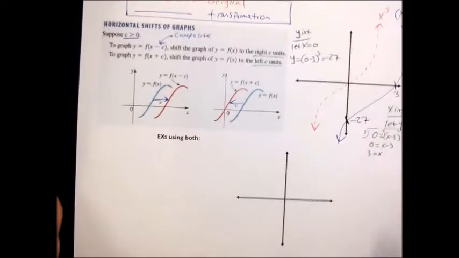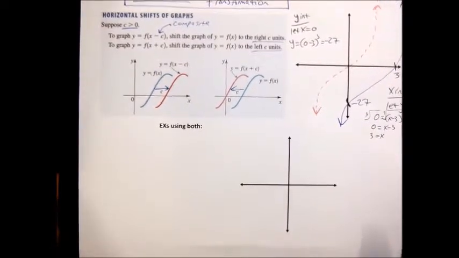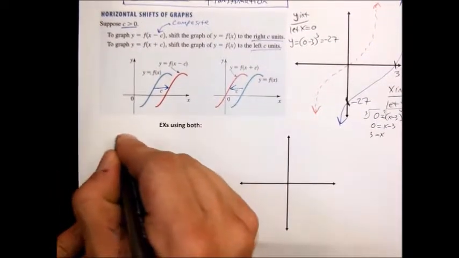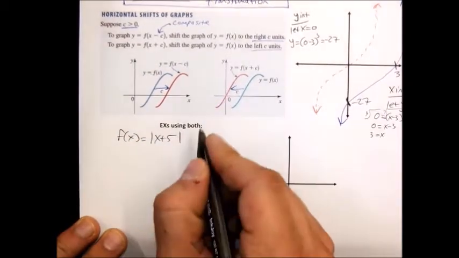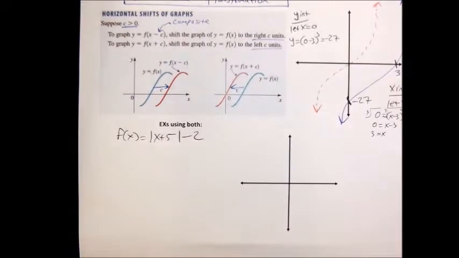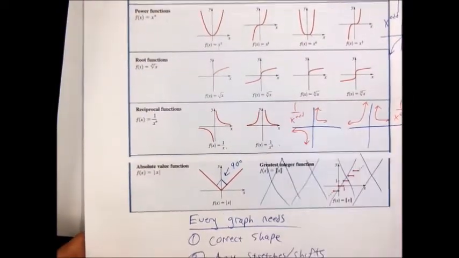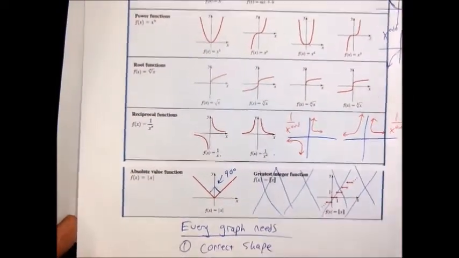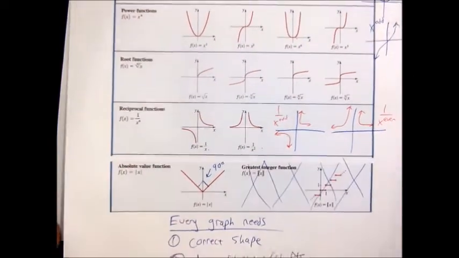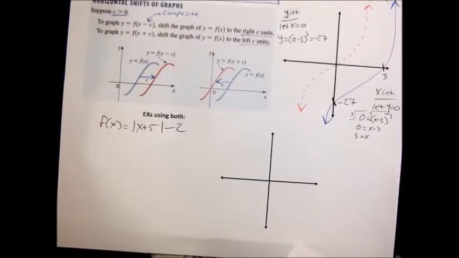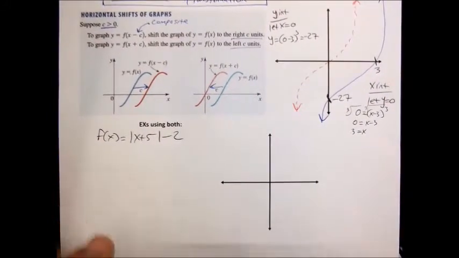So let's look at the next one. I want to do an example that uses both of these things. So let's graph the following: f of x equals absolute value of x plus 5, minus 2. So this first page, this reference page of all these graphs, is important, right? Because we need to know the shape that we're moving around. We start with one of these shapes, and then we shift it around up and down, left and right. We'll flip it, we'll stretch it, etc. So what base function are we using? What are we going to shift around?